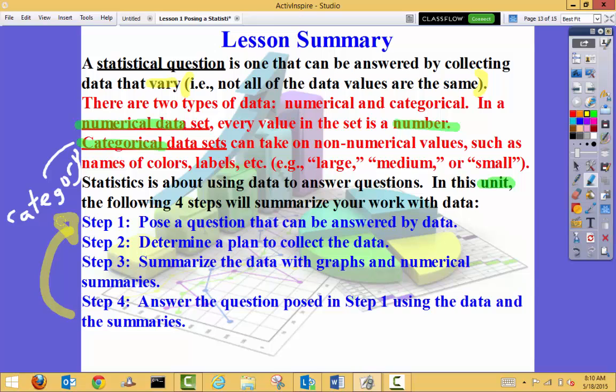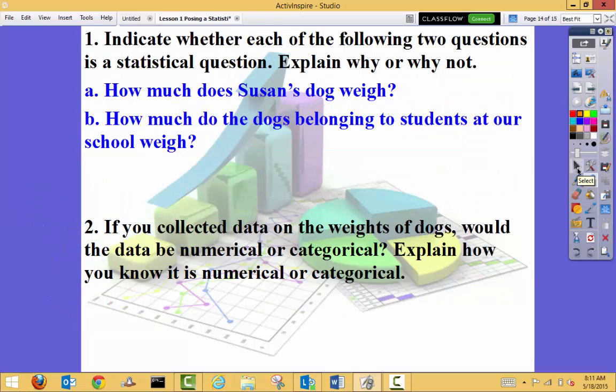So what do we do today? All we did was focus on this. Pose a question that can be answered by data. Okay, here's your exit ticket.